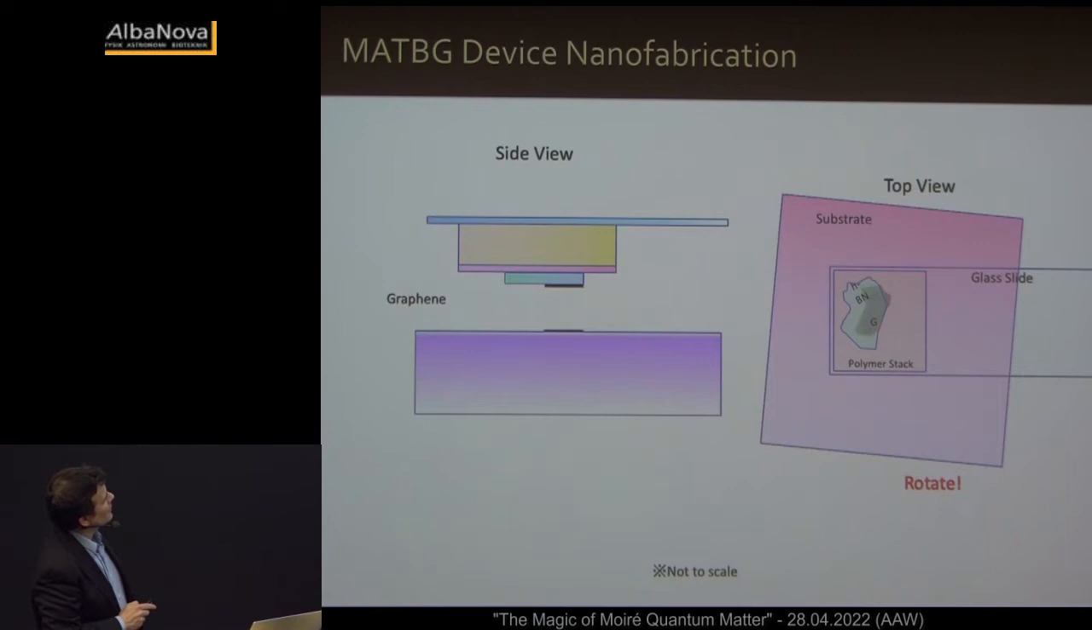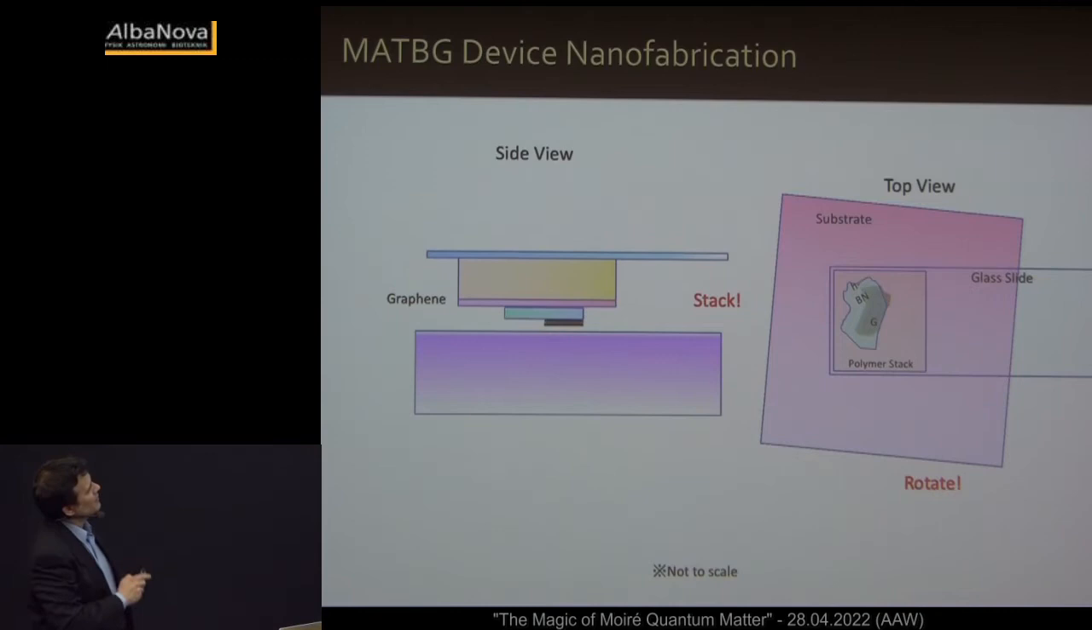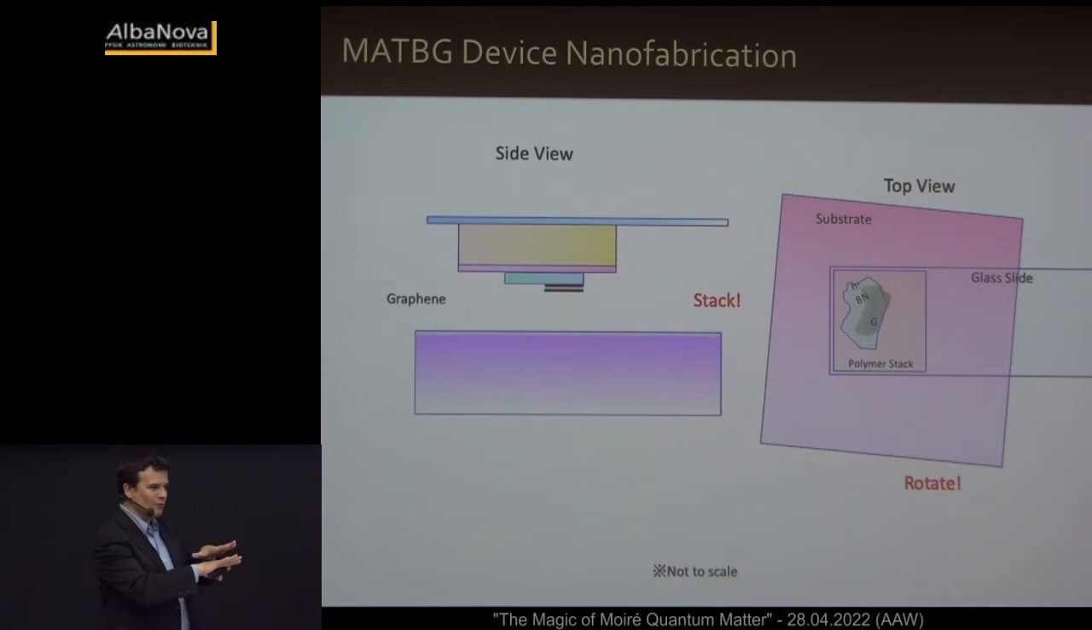And then we pick up the second graphene sheet, and amazingly, this forms this very regular Moiré structure that I described before. And after doing this, we just do regular nanofabrication of devices, which, again, thousands of groups around the world can do. But the key step is this thing that I described.